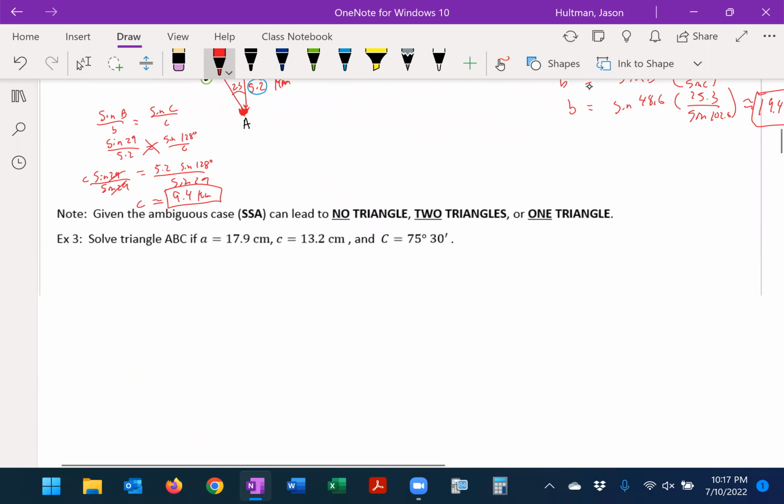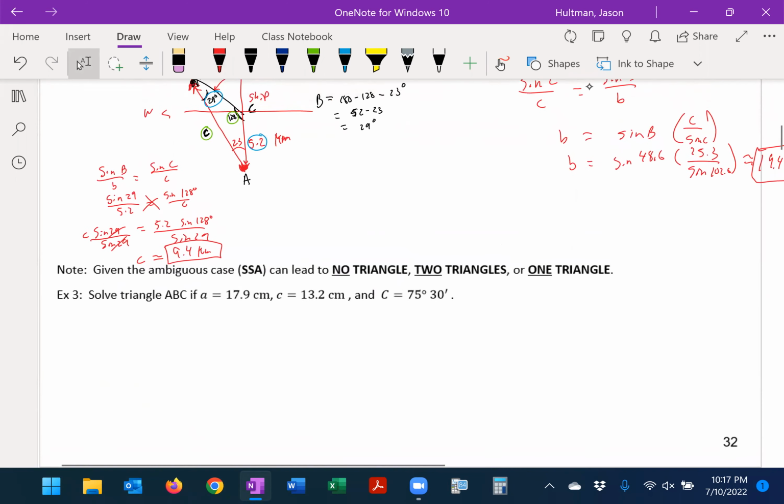Let's do one more here real quick. Okay, given the ambiguous case, SSA can lead to no triangle, two triangles, or one triangle.